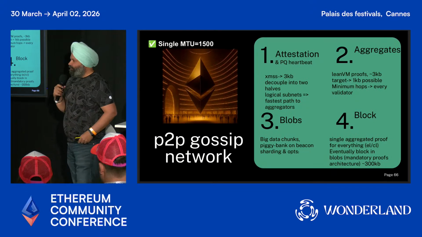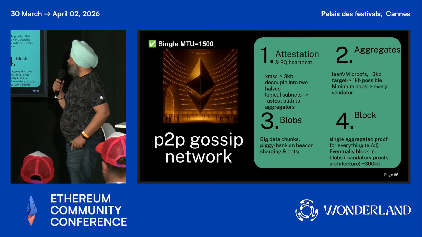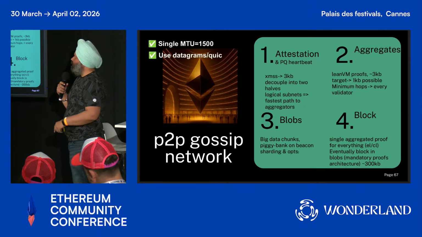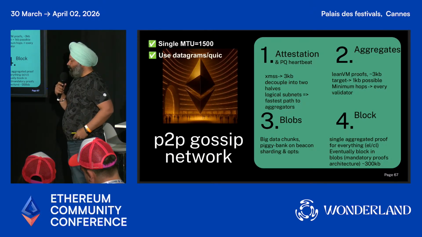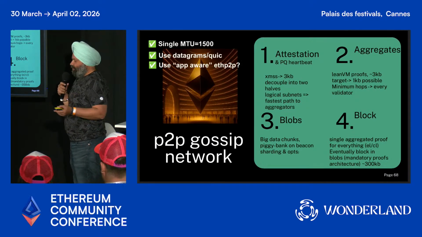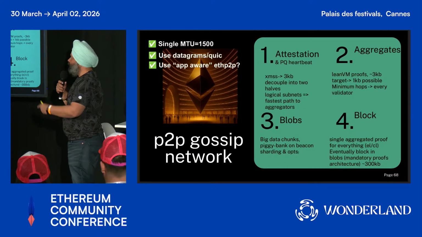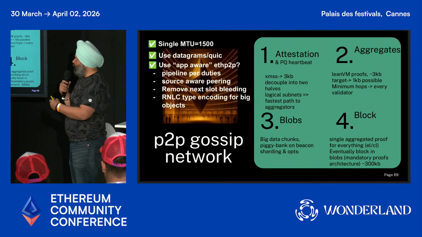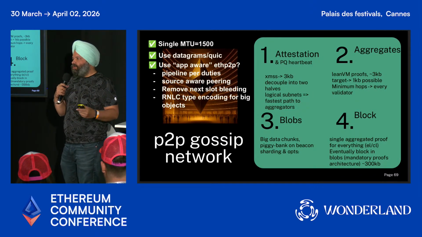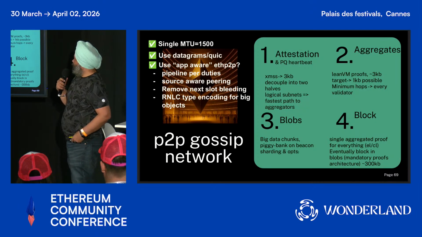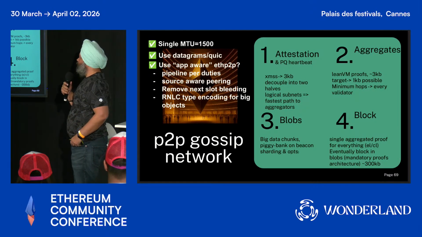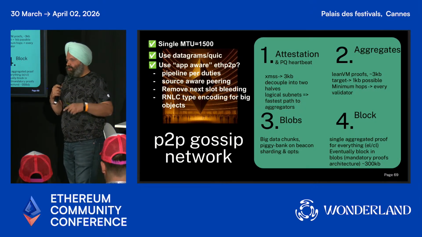So again, the emphasis is on trying to get to a single MTU unit, so that we can use datagrams and QUIC. We are already using QUIC on the current P2P layer. And should we transition to an app-aware ETH P2P, for the reason that we can pipeline traffic per duties? We can do some source-aware peering so that the aggregator can be very much connected to most of the validators. And we want to remove next slot bidding.